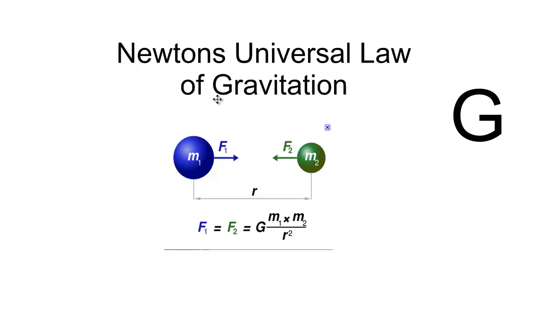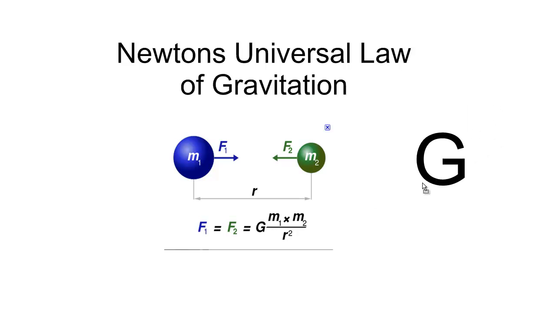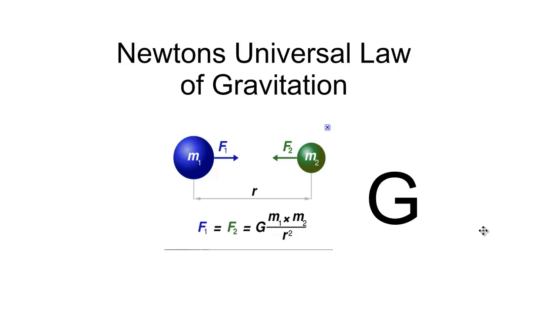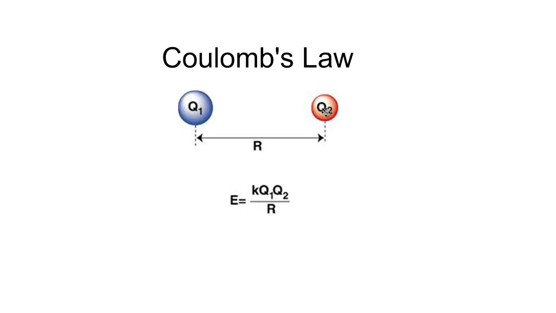So Newton's universal law of gravitation, we know that the force between two bodies is proportional to the mass of the first body, the mass of the second body, and inversely proportional to the distance between them. We can turn this into an equation by adding in our proportionality constant G, which is Newton's gravitational constant. We see these pop up again and again because Coulomb's law looks almost exactly the same, and we can turn the proportionality statement into an equation if we can find out what k is, which of course is Coulomb's constant.